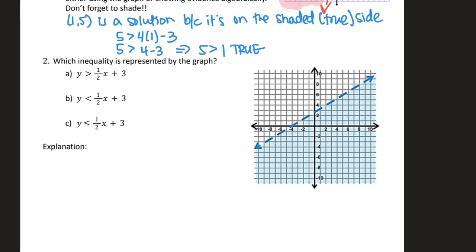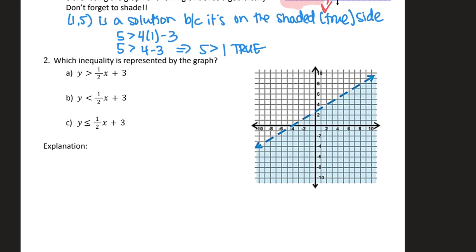Okay. Number 2 says which inequality is represented by the graph. Well, we know that the equations of the line are the same for all of them. So now we're just going to determine which inequality symbol to use. So number 1, I know I can eliminate this one because if it were that one, it would have to be a solid line. I'm going to say not this one because the line is dashed. Okay, so now we have to determine if it's greater than or less than. One way we can do it is we can try picking a point and plugging it in.